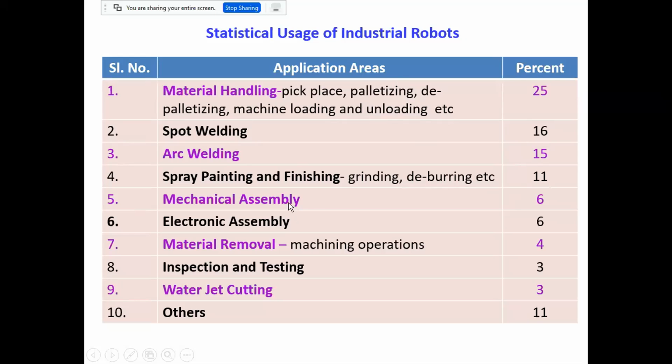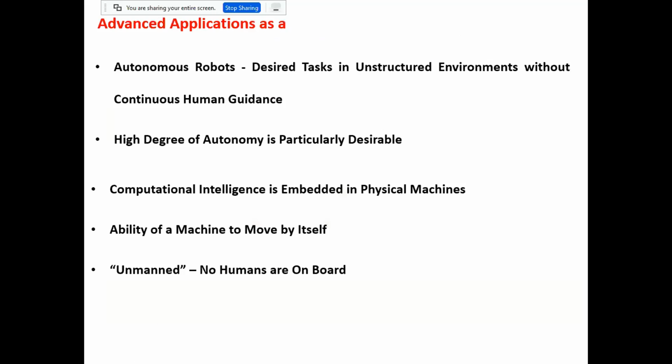Machining, mechanical assembly is what you will do, no? 6%. Electronic assembly, 6%. Material removal, machining process, 4% alone. Inspection and testing, 3%. Water jet testing, 3%. And others come under here. The statistics will show you that wherever repetitive tasks are there, human hazards are there, multitasking is there, that time robots well suit industry. Correct, friends? Now we'll see the other advanced application, what we will call autonomous robots.